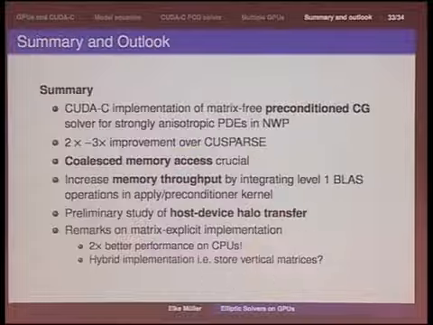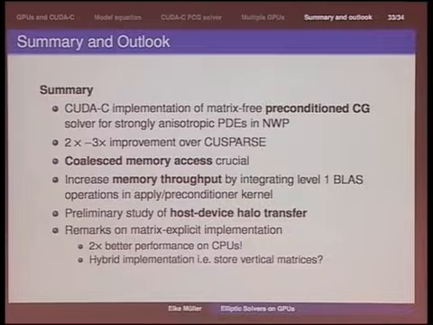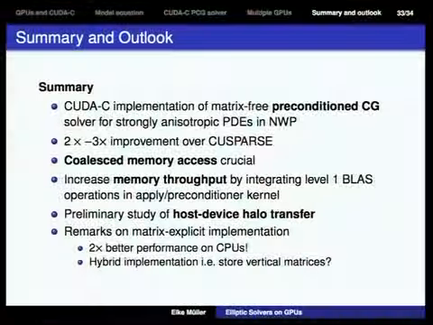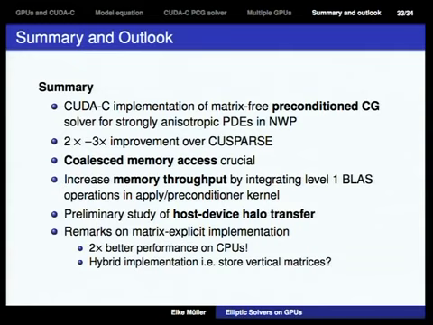Okay, I think this brings me to the end. It's just a summary of what I talked about. So we implemented this matrix-free preconditioned conjugate gradient solver for these strongly anisotropic PDEs in NWP, where we have this very good preconditioner. And we basically observed that we can get a factor of 2 to 3 improvement if we do it in this matrix-free way in comparison to the cuSPARSE library on the GPU.